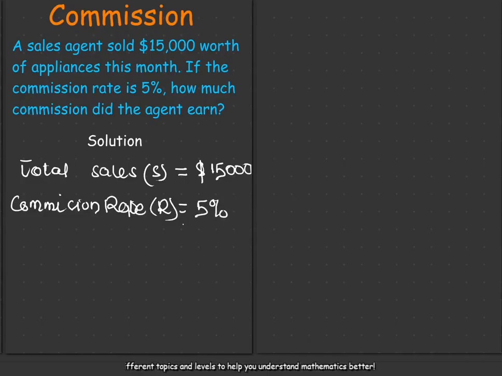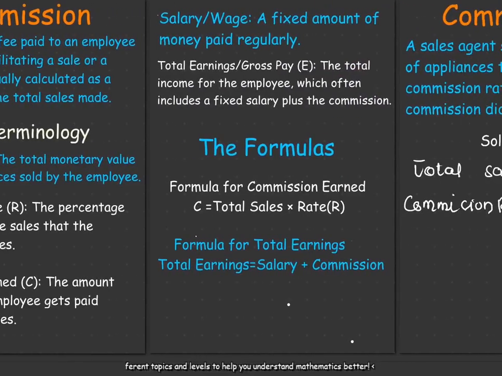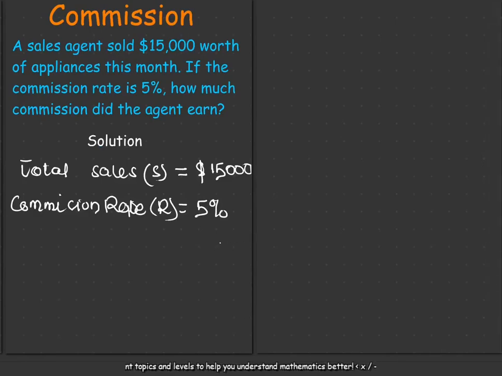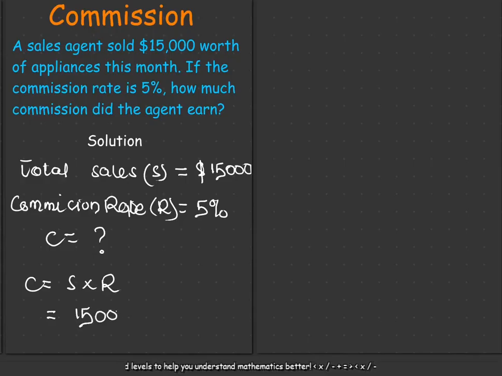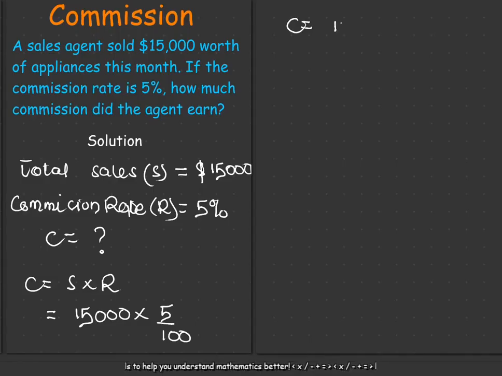So going back to the formulas we considered, we said the commission is the total sale times the rate. So we just come here and do that substitution, right? So commission is the sales times rate. Substituting, we have our 15,000 times your 5%. 5% is just 5 over 100. All we need to do now is to do our evaluation.